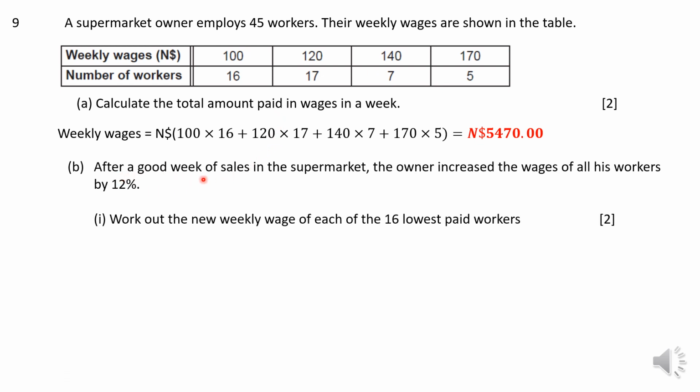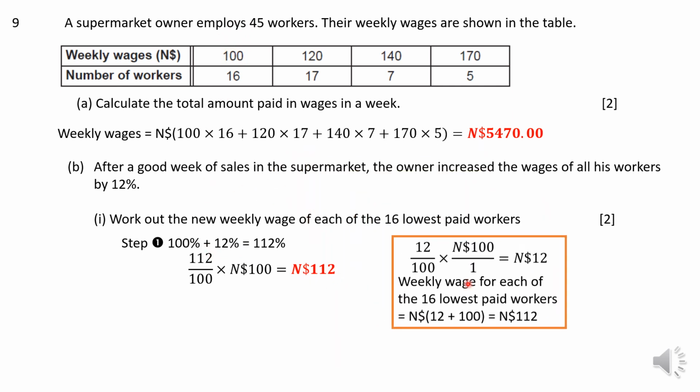The B part says, after a good week of sales in the supermarket, the owner decides to increase the wages of all his workers by 12%. Work out the new weekly wage of each of the 16 lowest paid workers. Well, there are 2 ways you can do this. You can say, wait a minute, there's an increase of 12%, so 112% times what those lowest paid workers are paid. So now each worker gets $112. I do know that a lot of times students prefer to find 12% of 100, which is 12, and then don't forget to add that 12 to the 100 to find out how much the workers are paid. Ultimately, the answers are exactly the same.